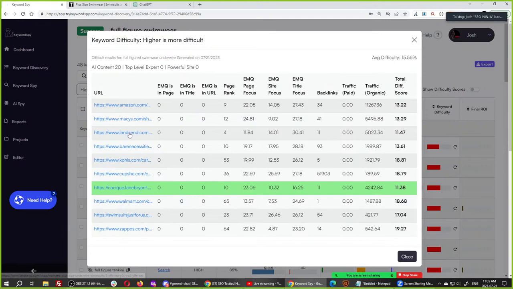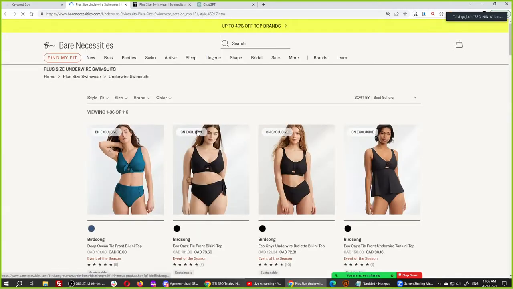We have Amazon, Lands' End, Bare Necessities, Kohl's, Kupshaw, Walmart. Swimsuits Just For Us. Here's an affiliate. So here's an affiliate you can knock off. Here's your main competitor you can knock off, right? And maybe Lane Bryant. No, that's a major brand as well.